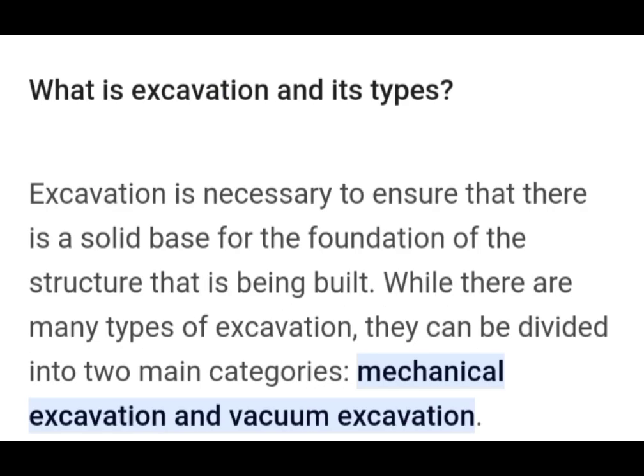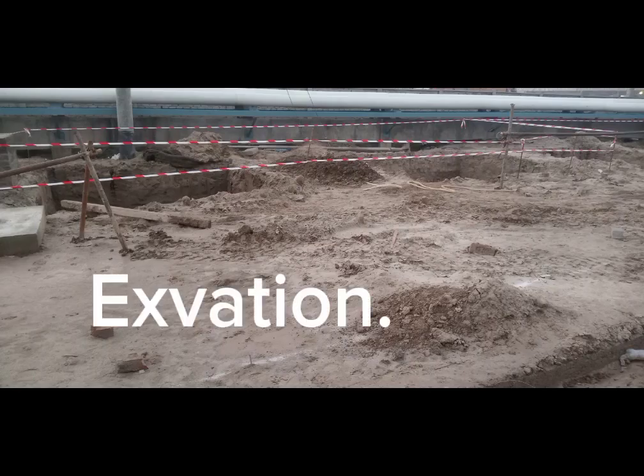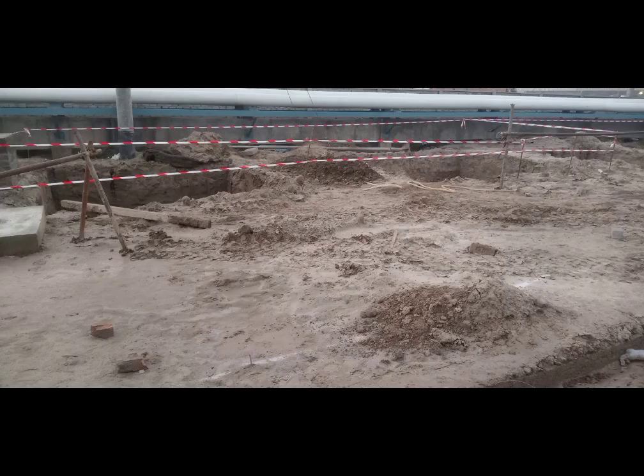What is excavation and its types? Excavation is necessary to ensure that there is a solid base for the foundation of the structure that is built. While there are many types of excavation, they can be divided into main categories: mechanical excavation and vacuum excavation. Here is a picture of practical excavation.